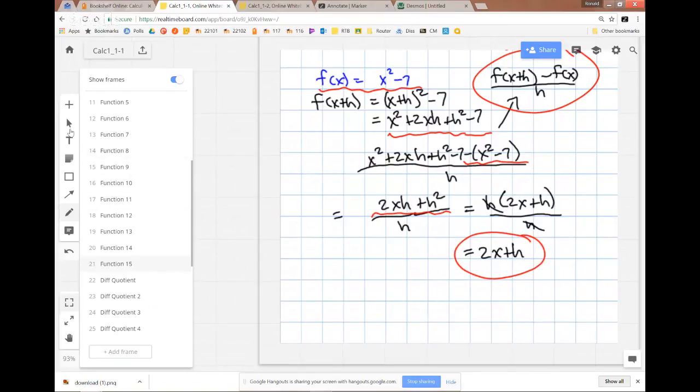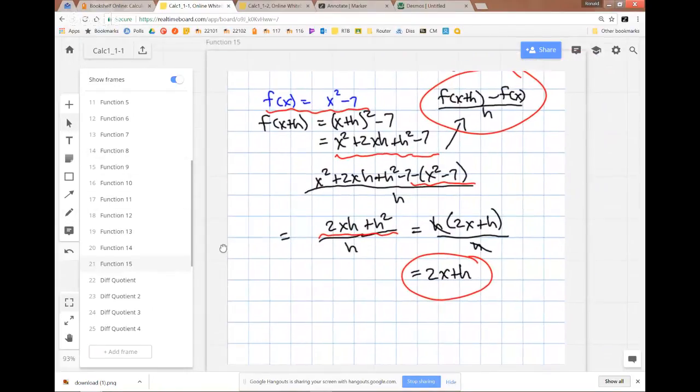So this time, let's take one that is a little bit different. It's got a square in it. f of x equals x squared minus 7. So again, I need to find this thing in the top right corner. And before I can do that, I have to figure out what is f of x plus h.